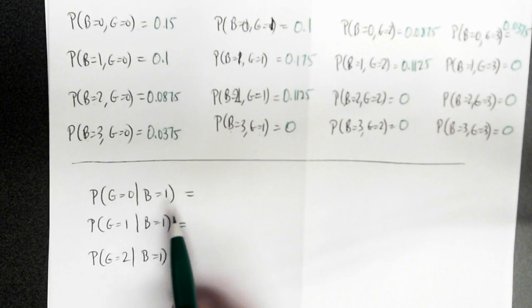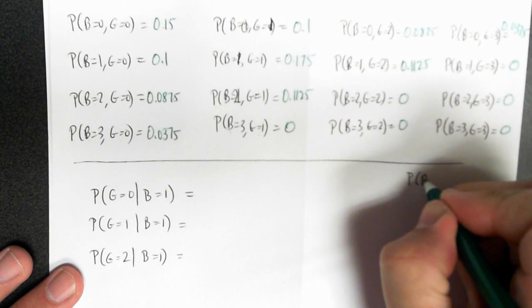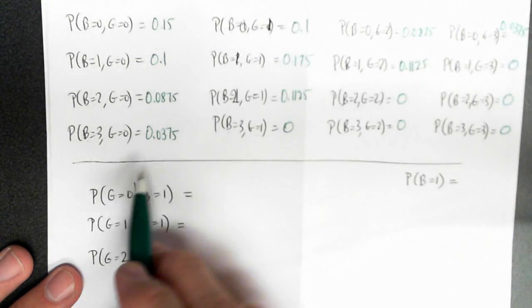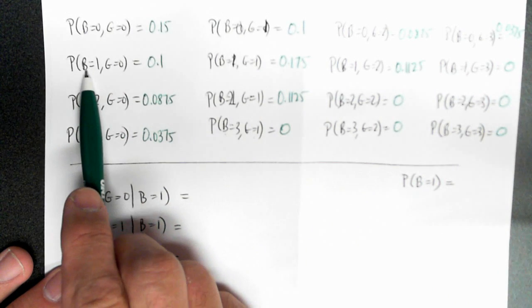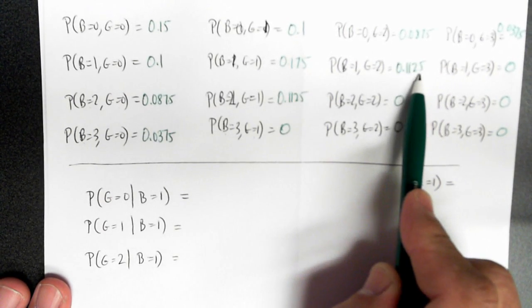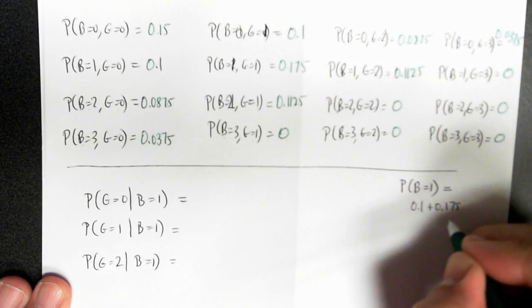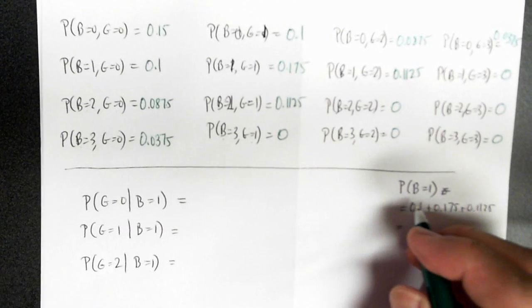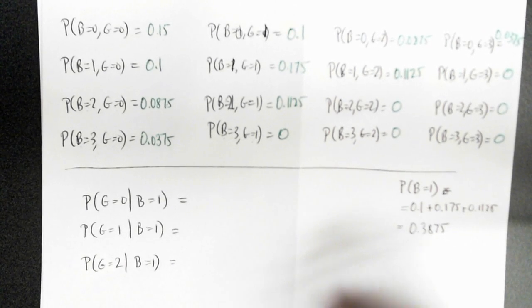Okay, so to get started on this, I first have to figure out the probability that B is equal to 1. The probability that B equals 1 I get by adding along this row. So the chance that B equals 1 will be 0.1 plus 0.175 plus 0.1125. And so that is equal to 0.3875.